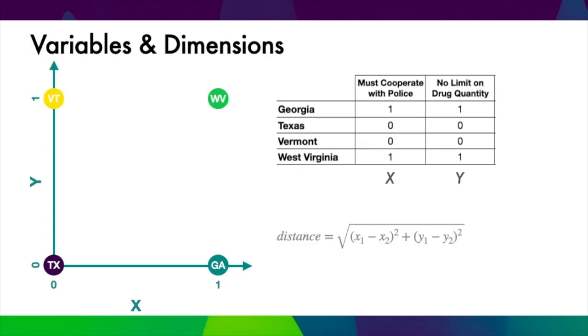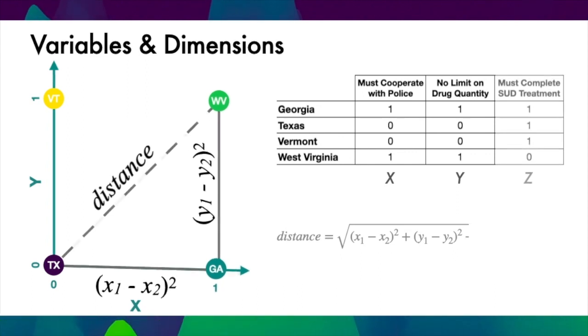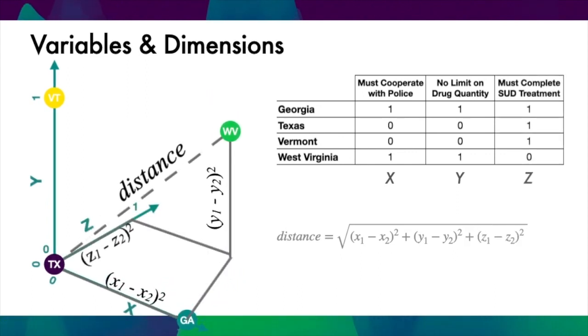You see, every variable in this dataset is a dimension, just like we can have dimensions in space. If there were only 2 dimensions, we could plot them in space and calculate the distance between each pair of observations using the distance formula. If we have a 3rd dimension, we extend the distance formula like this. Well, here's the fun thing. We can extend the distance formula for as many dimensions as we have variables in our dataset.